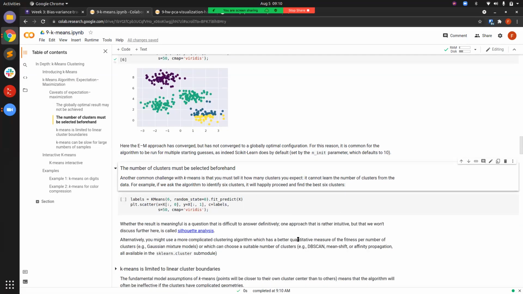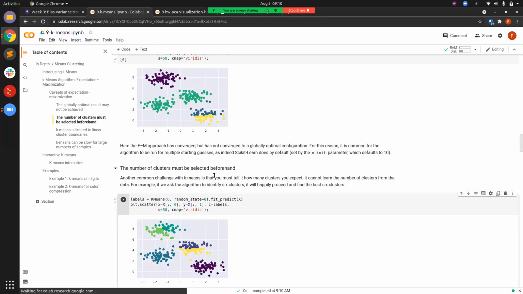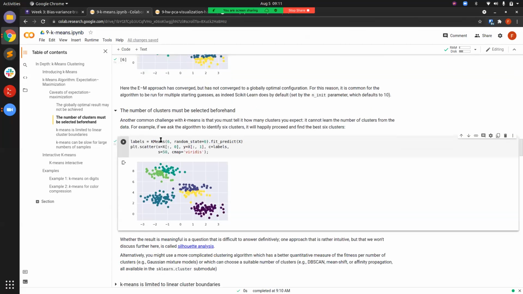Okay. Next, we need to decide the number of clusters in advance. So that's another challenge. If we ask it to find some other number of clusters, like 6 clusters, 20 clusters, 3 clusters, it will happily do that, even if it doesn't really make sense to do that.